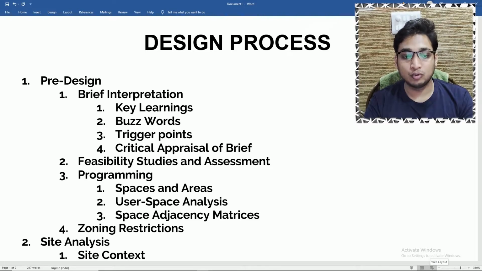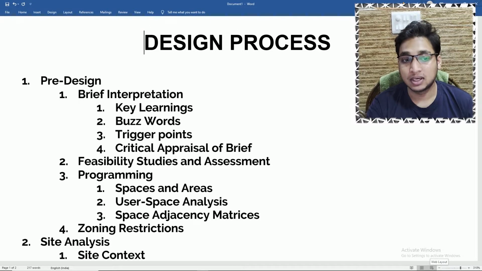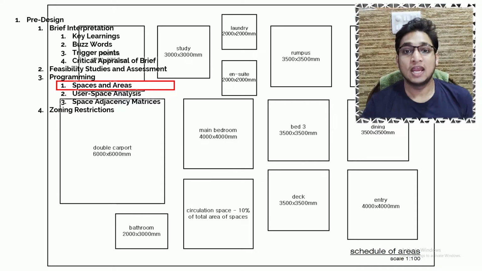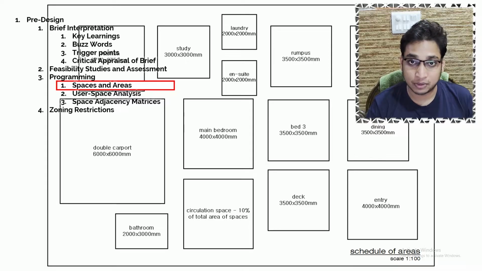Then we have to do feasibility studies and assessment, where we really check whether or not it is feasible after understanding the brief. Then it is better to move with the programming. In programming, we start with just listing a bunch of functions which we will provide. It is usually great if the functions are already listed in a brief. Like if we are making a residential project and the requirements are already listed, it will be great and we can move forward with that.